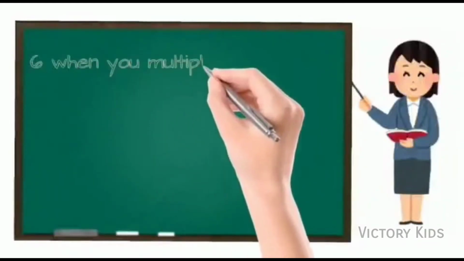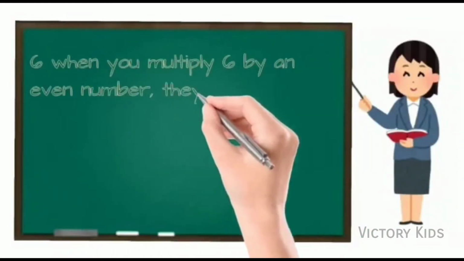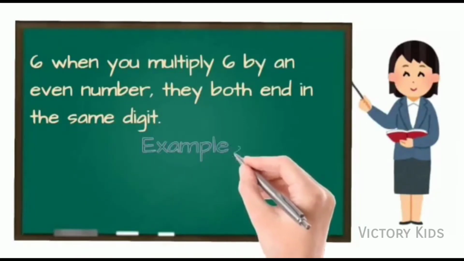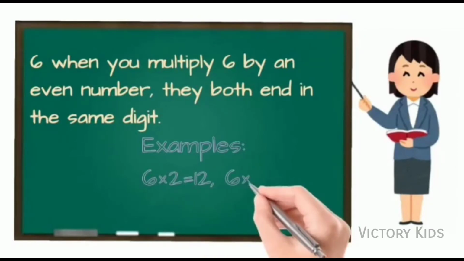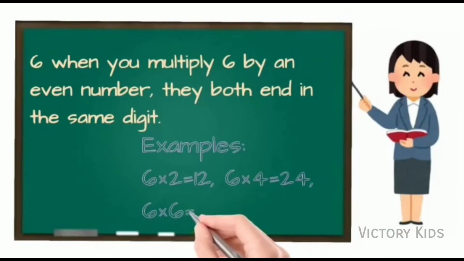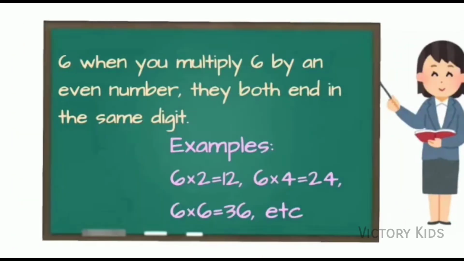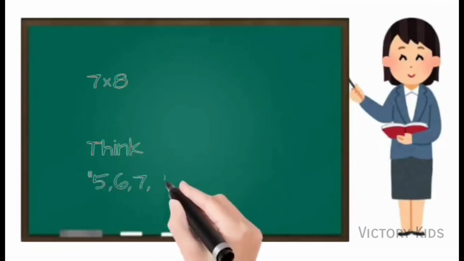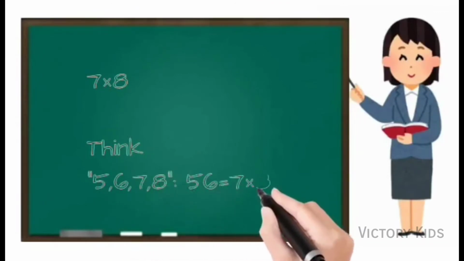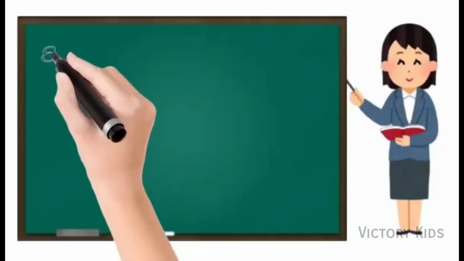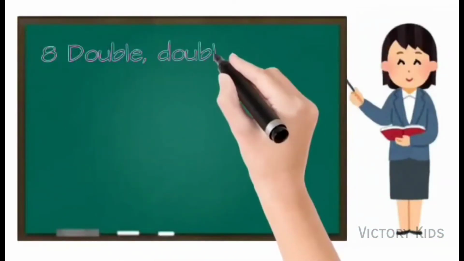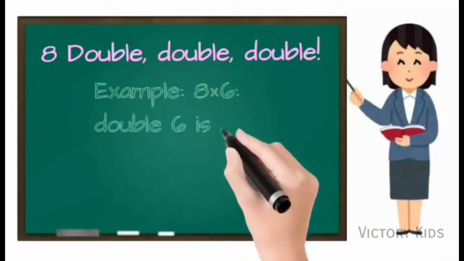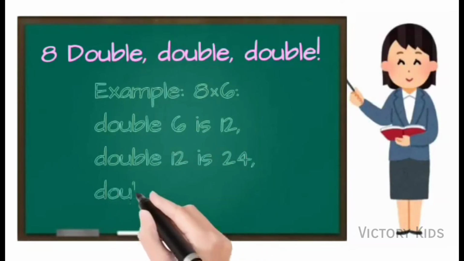6: when you multiply 6 by an even number, they both end in the same digit. Example, 6 times 2 equals 12, 6 times 4 equals 24, 6 times 6 equals 36, etc. For 7 times 8, think 5, 6, 7, 8: 56 equals 7 times 8. 8: double, double, double. Example, 8 times 6, double 6 is 12, double 12 is 24, double 24 is 48.